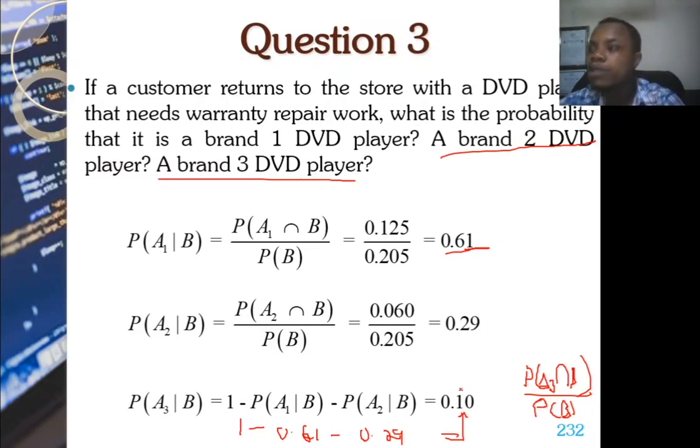Now we have one more section to tackle, which is called the Bayes theorem. It's also very easy. So I'll see you in the next lecture for this last section.